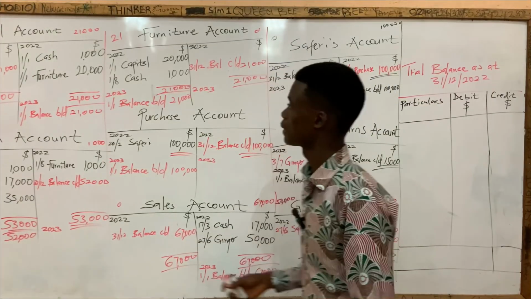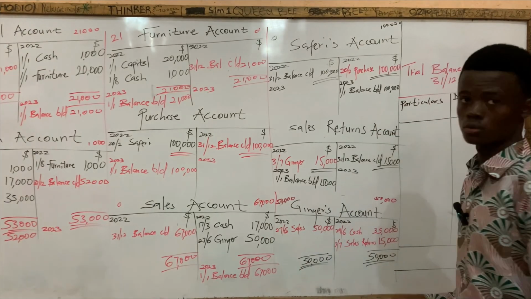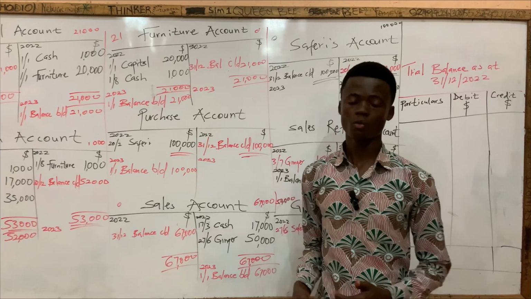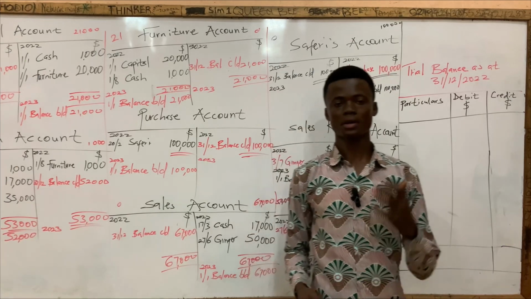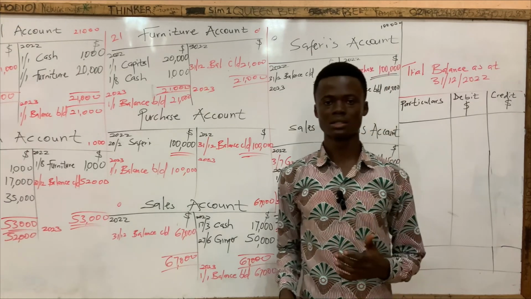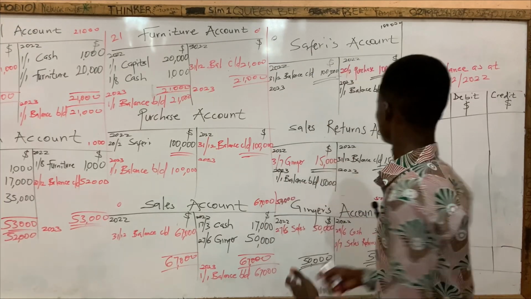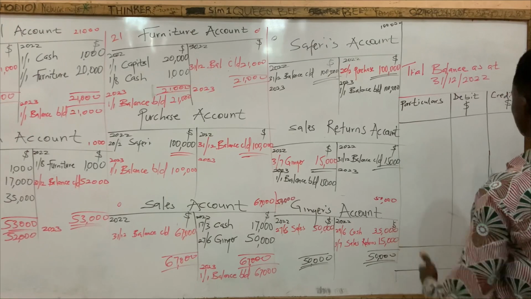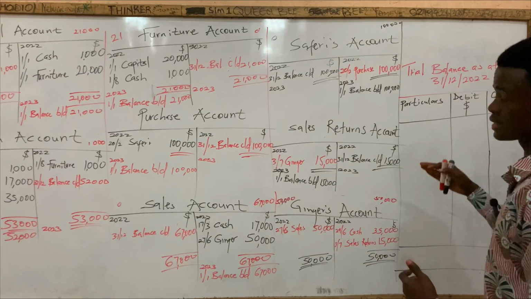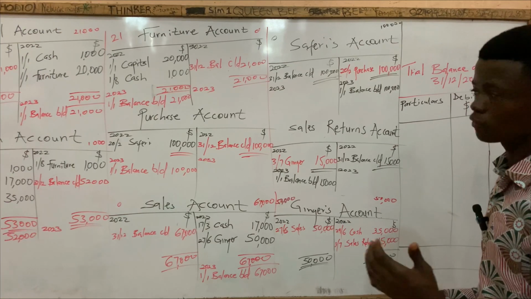Okay, so now we are done balancing all the accounts. So what's left is the extraction of the trial balance. And one thing that you need to be mindful of is that a trial balance is not an account, but a list of account balances. So this is the format of a trial balance. Under the particulars is the name of the account in question. So we are saying that a trial balance is only a list of account balances.